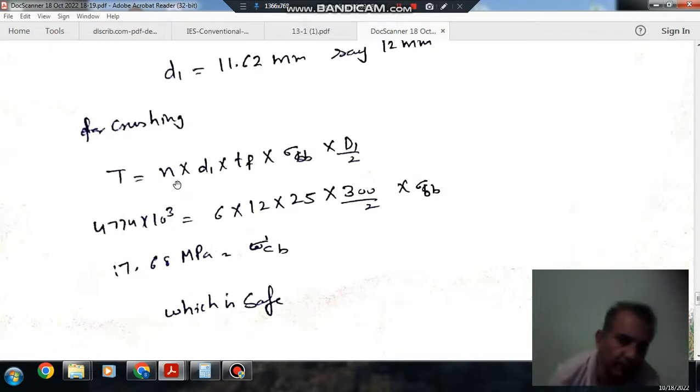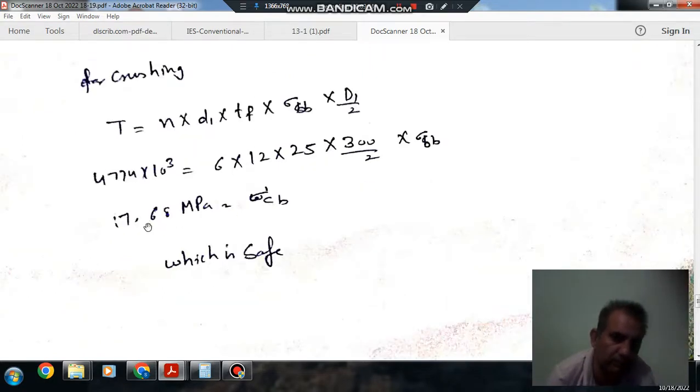We can check it for crushing also. For crushing it will be n into d1 into tf into sigma b into d1 by 2, so that is 17.68, which is within the safe limit.